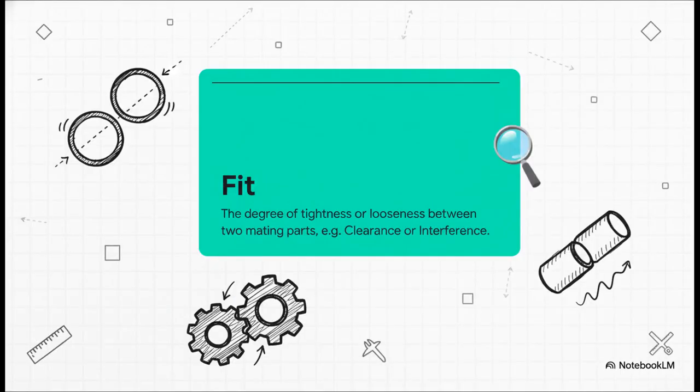And finally, all of this comes together to create the fit. The fit is simply what you get, the tightness or the looseness, when you actually assemble two parts. It's the real-world result of your planned allowance and those unplanned but controlled tolerances.